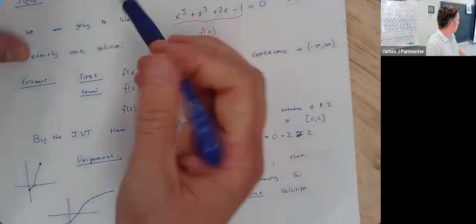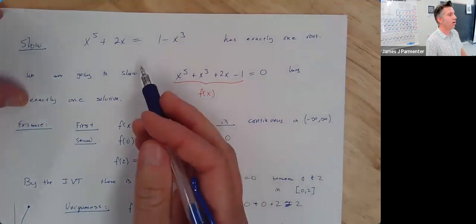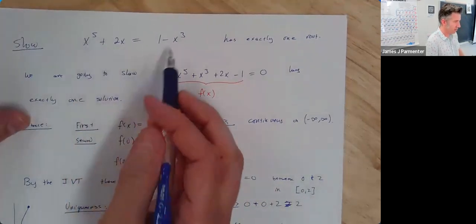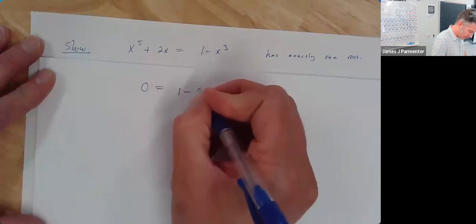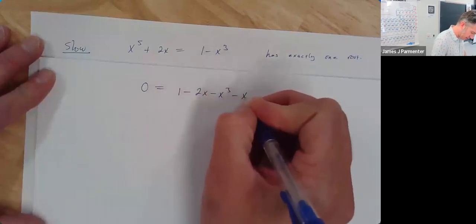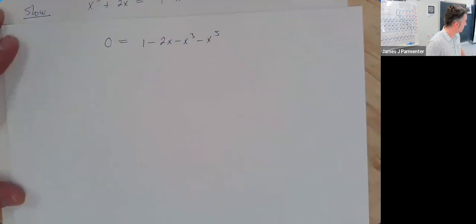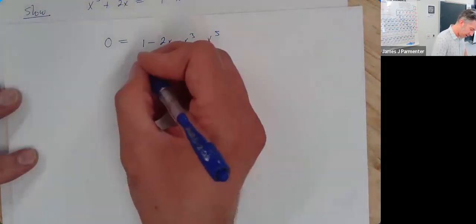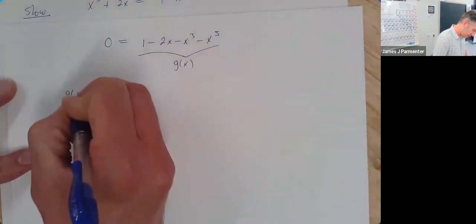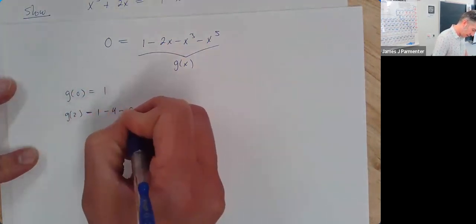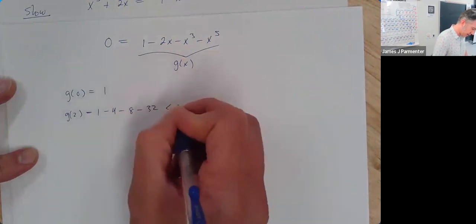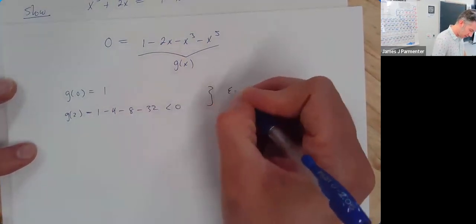But let's say we made the slightly harder choice and brought everything over to the right. Then what I would have is 0 equal to 1 minus 2x minus x cubed minus x to the 5th. I could still show there's a solution between 0 and 2. This is my g of x. g of 0 is 1, g of 2 is 1 minus 4 minus 8 minus 32, which is definitely negative. That shows there is a solution. So existence, check.